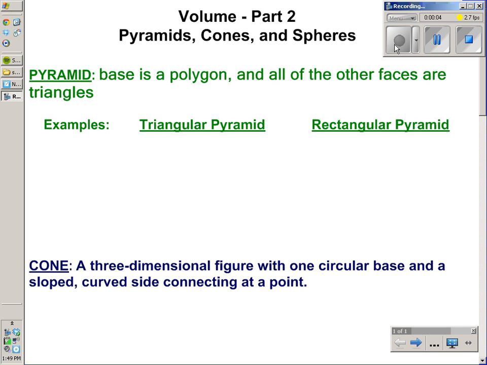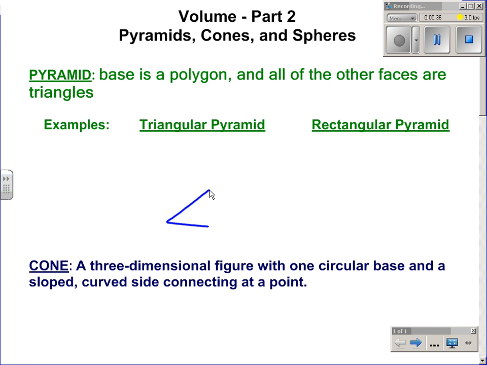Today is Tuesday, April 22nd, and we're going to continue our notes on volume, and particularly this will be regarding pyramids, cones, and spheres. And this will be page 50 in your notes. You can go ahead and copy down the definition of what a pyramid is, just like the ancient pyramids in Egypt. The technical definition is that the base is a polygon, and then all of the other faces are triangles.